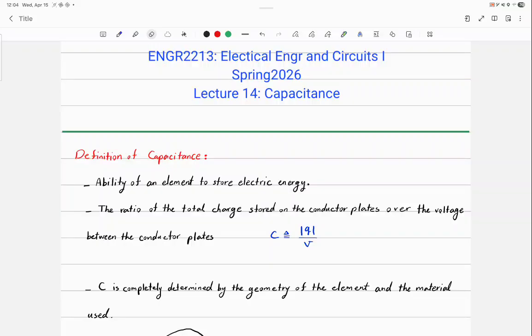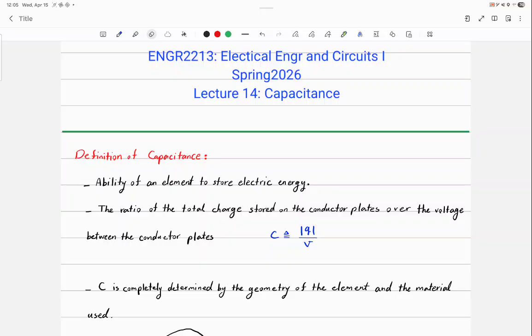So we talked about inductors and inductance. Now, the other important elements that we are going to deal with in our circuits are capacitors, based on the concept of capacitance. I'm guessing you might be familiar with this concept from your electricity physics courses.